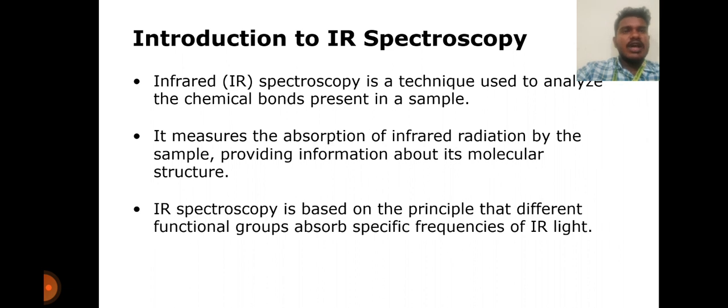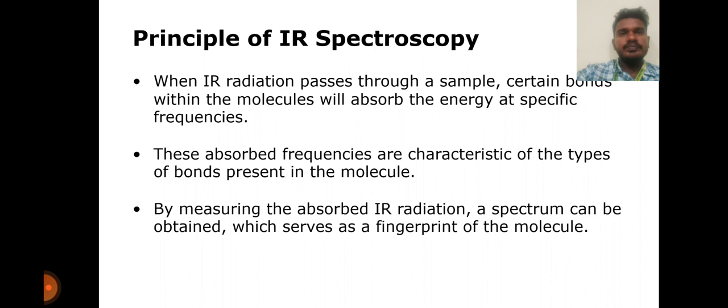Introduction to IR Spectroscopy. Infrared spectroscopy is a technique used to analyze the chemical bonds present in a sample. It measures the absorption of infrared radiation by the sample, providing information about its molecular structure. IR spectroscopy is based on the principle that different functional groups absorb specific frequencies of IR light.